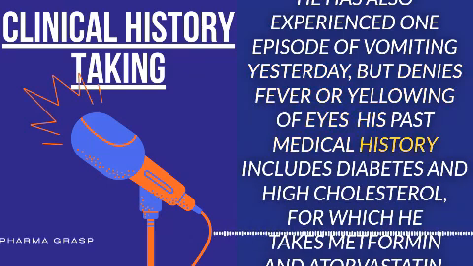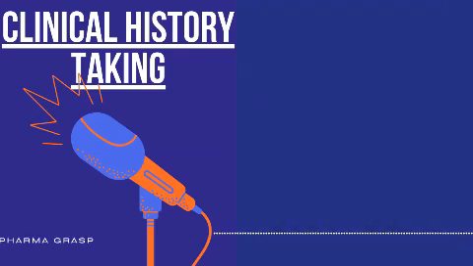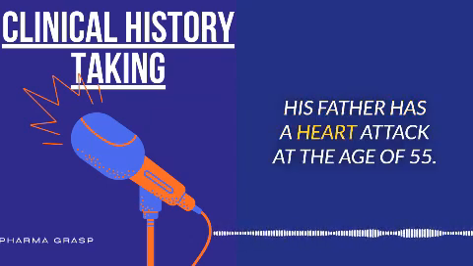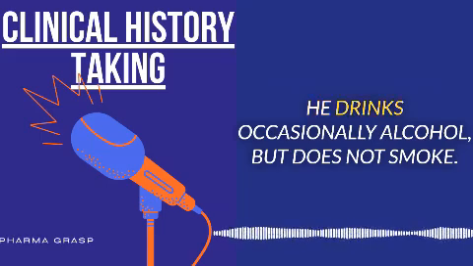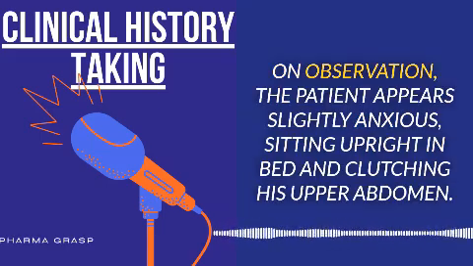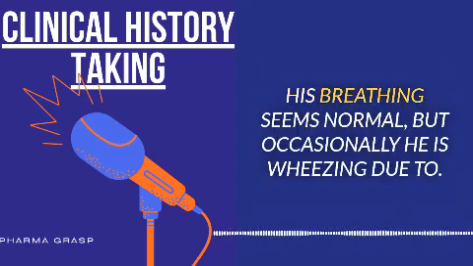His past medical history includes diabetes and high cholesterol, for which he takes metformin and atorvastatin. He does not have any previous surgery and is not allergic to any medications. His father had a heart attack at the age of 55. He drinks alcohol occasionally but does not smoke. On observation, the patient appears slightly anxious, sitting upright in bed and clutching his upper abdomen. His breathing seems normal, but occasionally he winces due to pain.